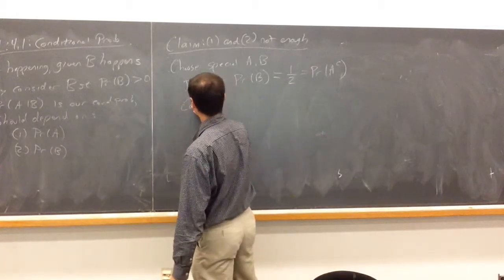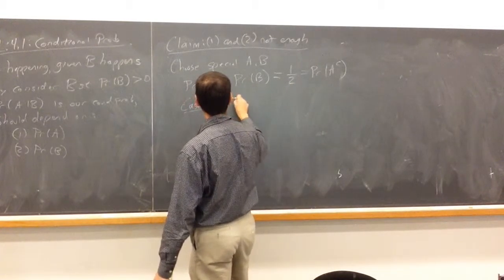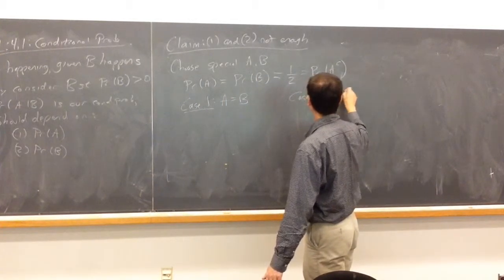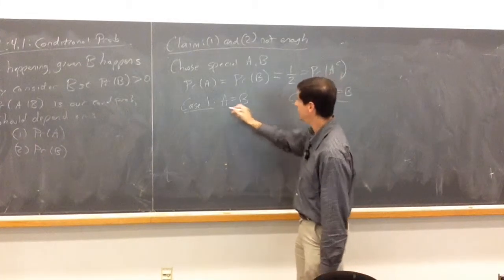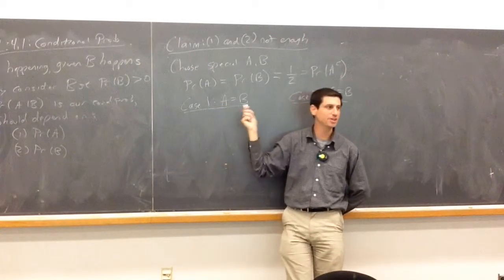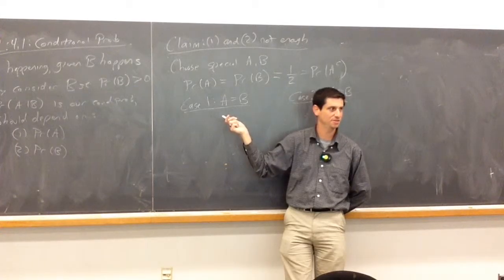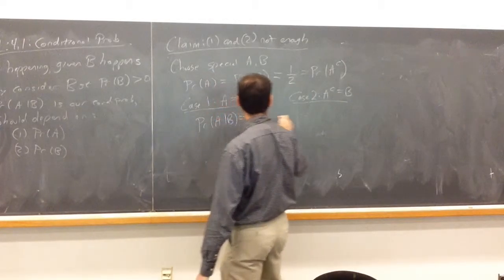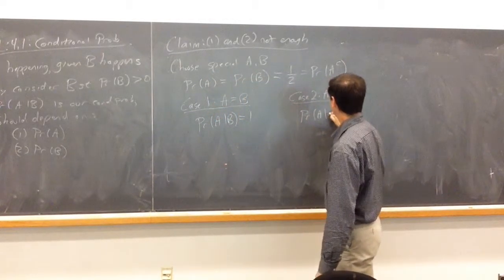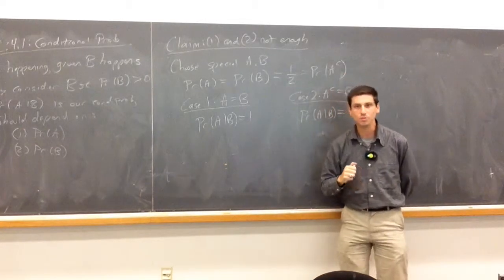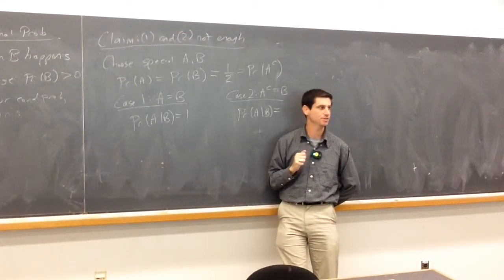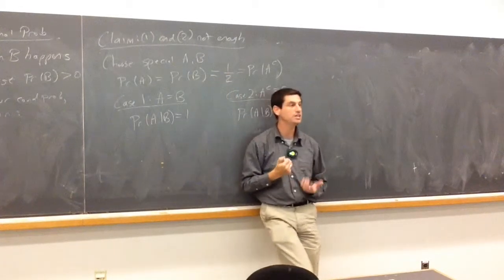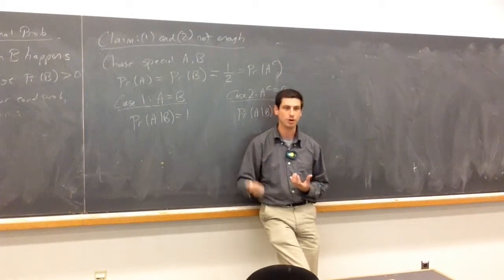So case 1, A equals B, and case 2, A complement equals B. So if A equals B, what is the probability A happens given that B happens? 1. So the probability A happens given that B happens is 1. If, however, A complement equals B, what is the probability A happens given that B happens? 0.